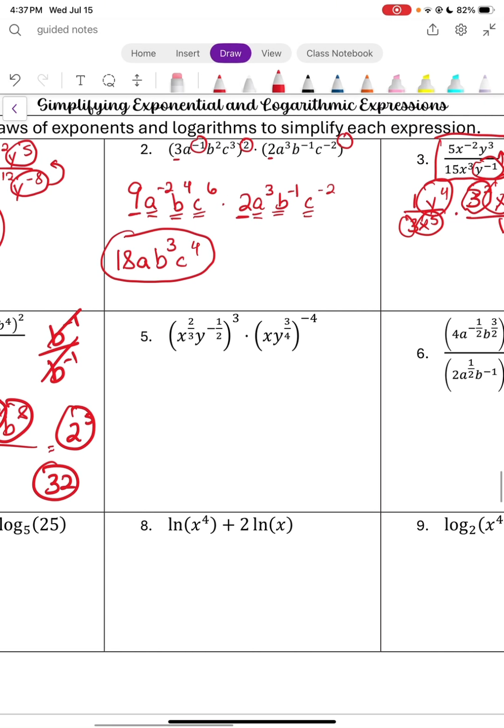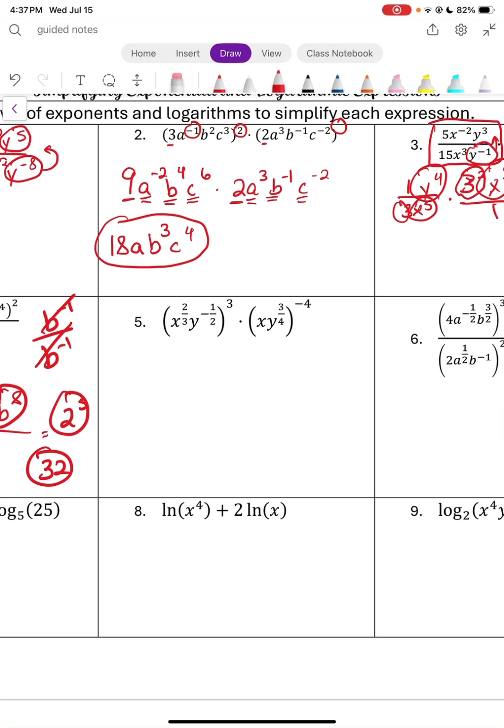Next problem. Again, we have rational exponents here. You work them the same way. Everything's being raised to the third power. Power to power, we multiply. That's going to be x to the 6 over 3, or 2, y to the negative 3 over 2, times, same thing here, x to the negative 4, and y to the negative 3.